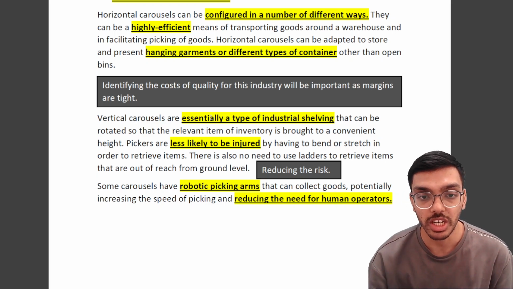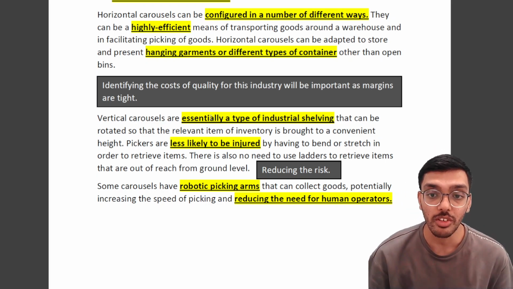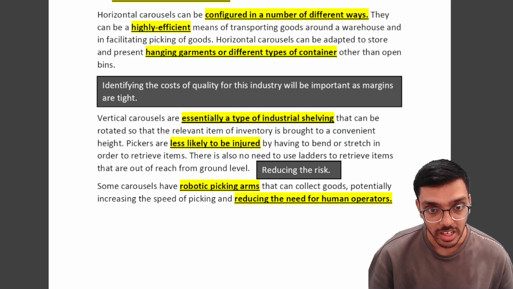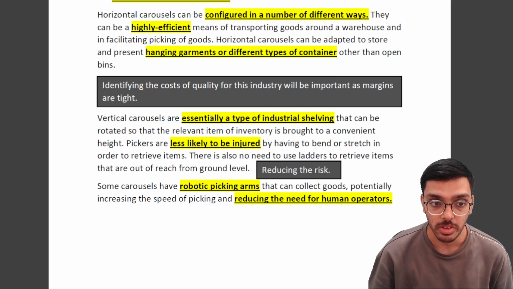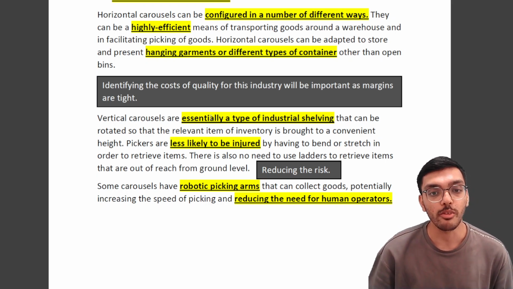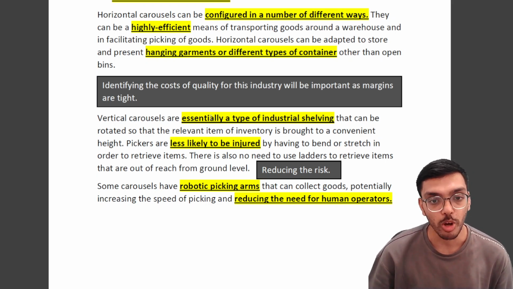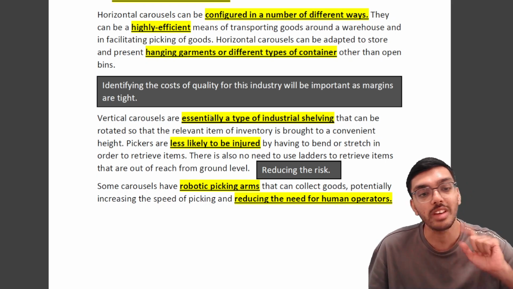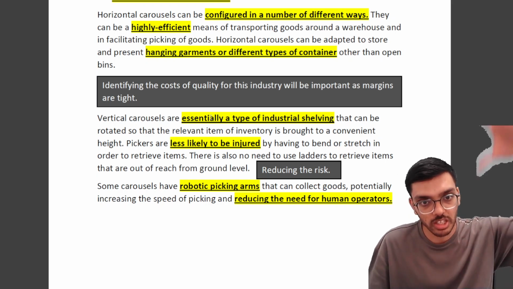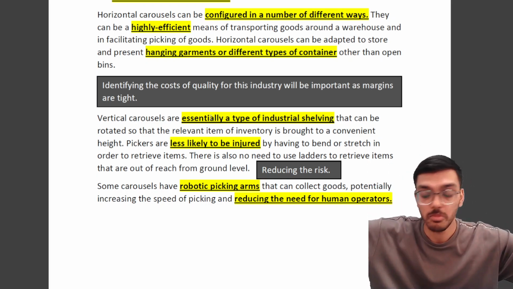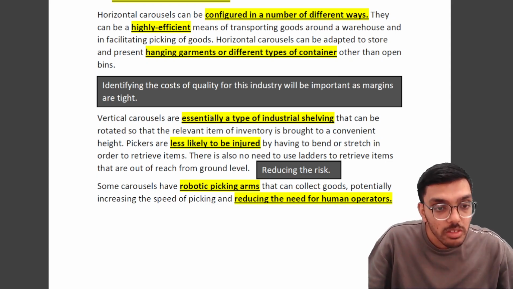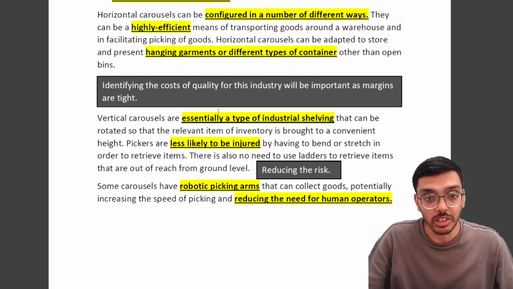So if you're using vertical carousels, then automatically the risk is a little bit reduced, right? Because everything is coming to your own height. There's no need to do anything extra. Some carousels have robotic picking arms that collect the goods, potentially increasing the speed of picking and reducing the need for human operators. So this is where two robots are combining. The vertical carousel is bringing the item. A robotic picking arm is picking that item, making it faster, quicker than humans. So robot integration can also happen.